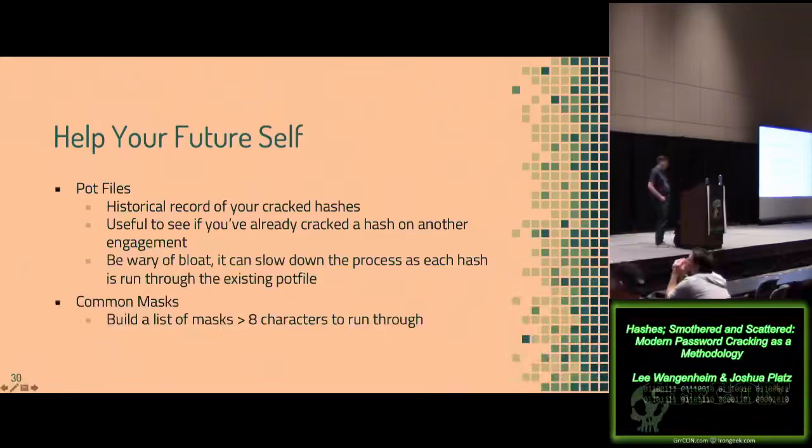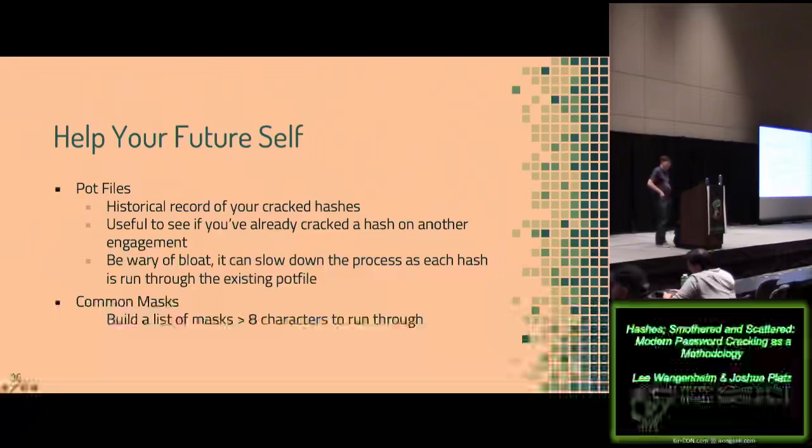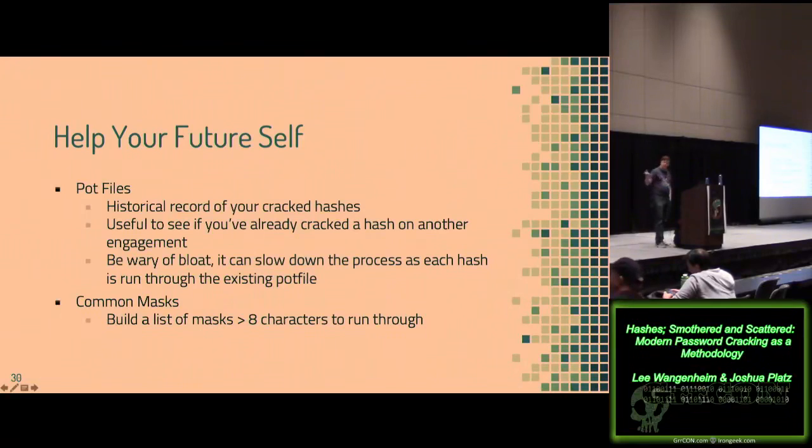A pot file is what Hashcat will use, and it will run those hashes through previous engagements, and it will see if you've already cracked that hash, and then it just won't spend GPU cycles on it. The problem with pot files is you can get bloat really, really quickly. With bloat, you start getting into the rainbow table problem, where you're spending so much time doing a directory lookup, searching through a text file, which is all a pot file is, that you're actually spending more time than it would take to just crack that hash again.